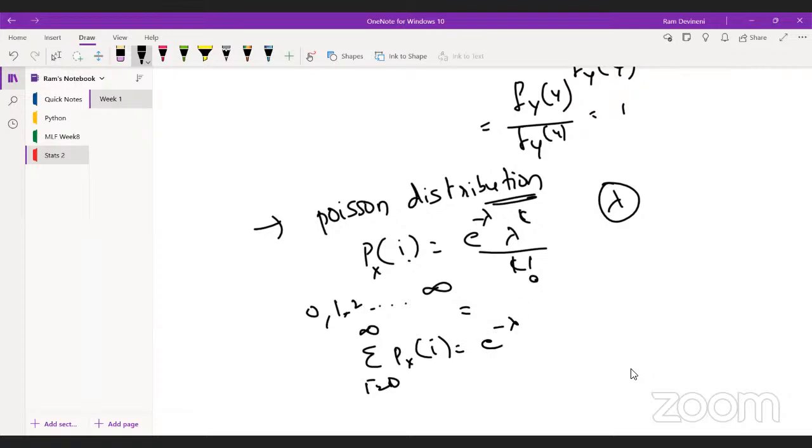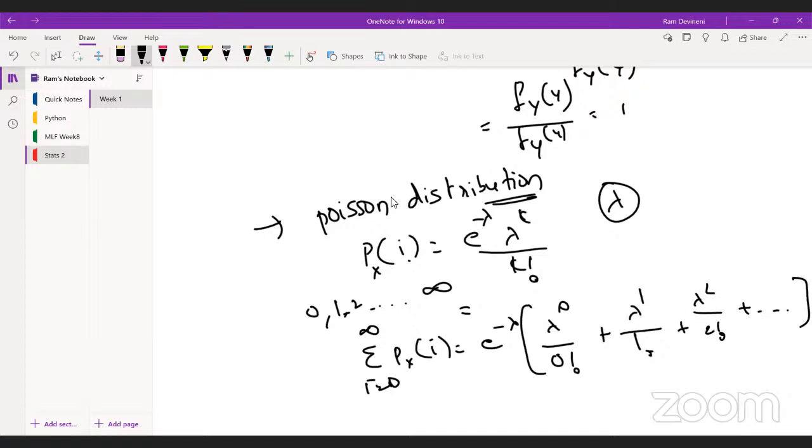I'll tell you why. It's going to be e power minus lambda into, first, lambda power 0 divided by 0 factorial, plus lambda power 1 by 1 factorial, plus lambda square by 2 factorial, and so on, right? This series, have you noticed it somewhere? It should be the e power lambda series, right? So it's going to be e power minus lambda times e power lambda, which is equal to 1.